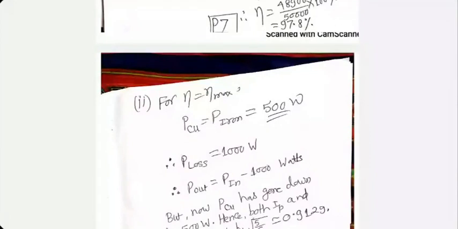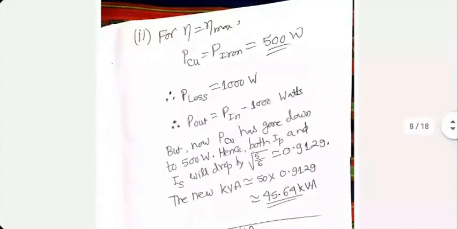Now, how do you calculate the load at which this is occurring? Copper loss has gone down from 600 watt in the previous case to 500 watt in the current case. And you know that copper loss is proportional to the current squared, the magnitude of the current squared. So copper loss has gone down. That means both primary and secondary currents will also go down by square root of 500 divided by 600, which is around 0.9129.